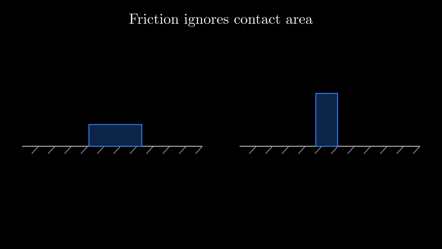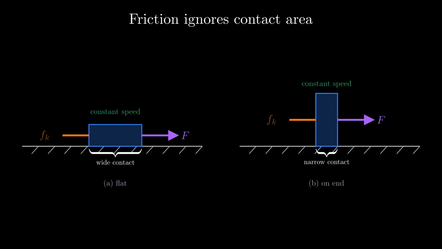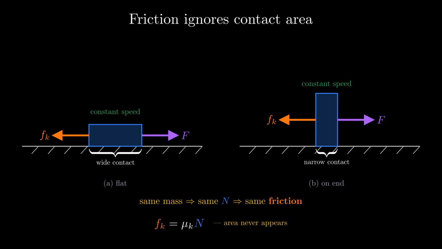His second finding is the surprising one. The friction does not depend on the contact area. Take two blocks of the same mass but different footprints. Lay one flat, so it touches over a wide area. Stand the other on end, so it touches over a much smaller area. Push each so it moves at constant speed. The force you need is identical. Twice the contact area and the friction is the same. What matters is how hard the surfaces press together, not how much of them touches.